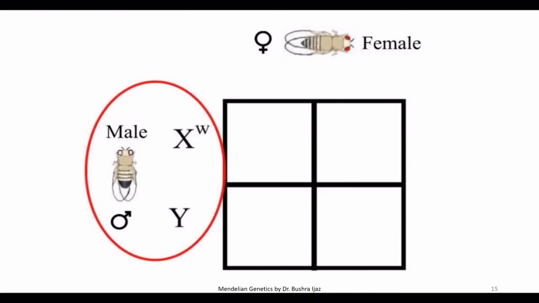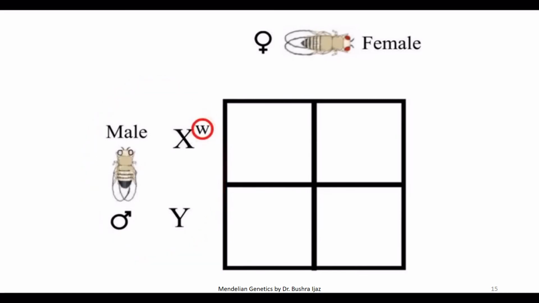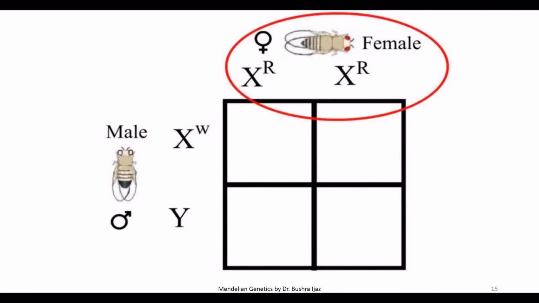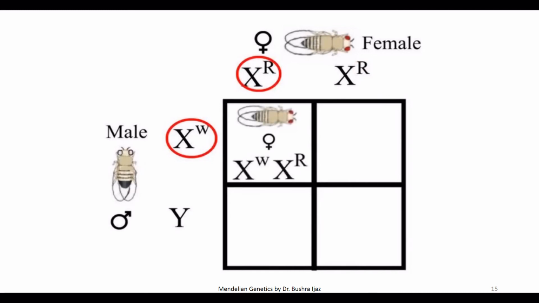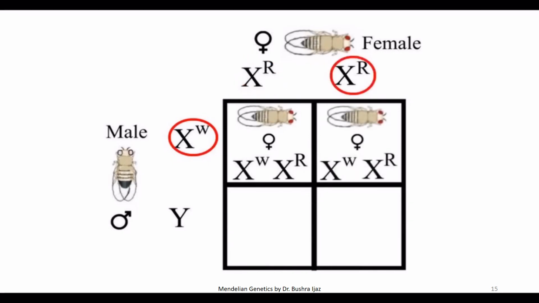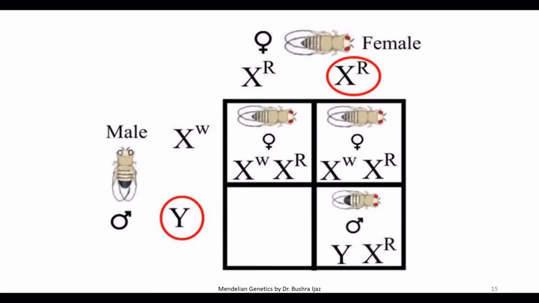This represents our white-eyed male with an X and Y chromosome. The X carries the recessive white-eyed trait, indicated by the lowercase w. The Y chromosome has no effect on eye color. This represents the red-eyed wild-type female. She carries two X chromosomes. Both carry the dominant red-eyed trait, as represented by the uppercase R. Let's start combining chromosomes. This combination produces this. This combination, this. Then this one. And finally, this.